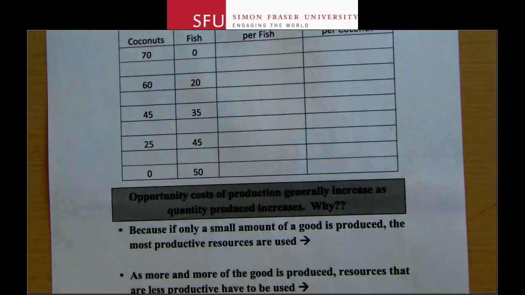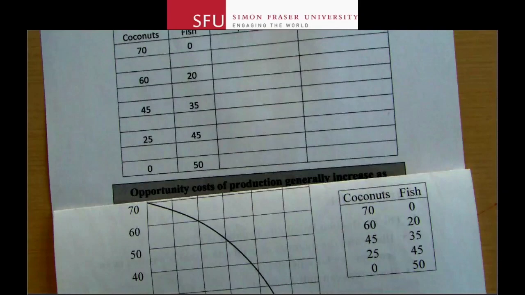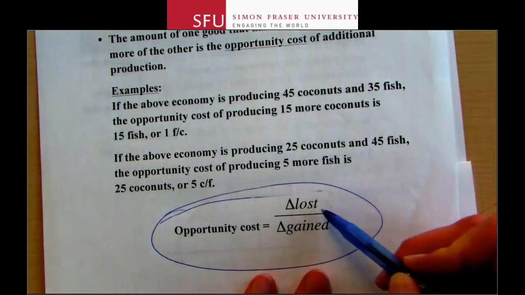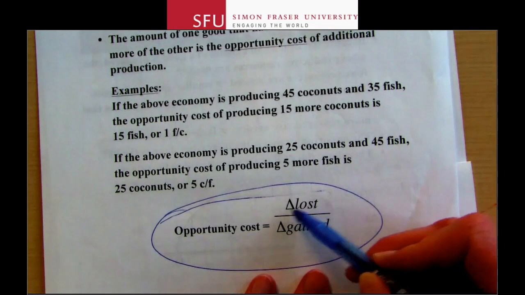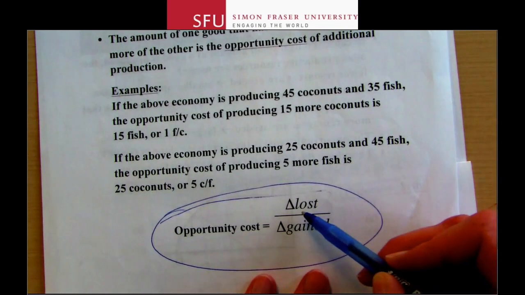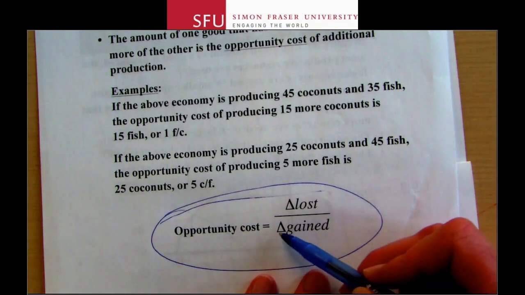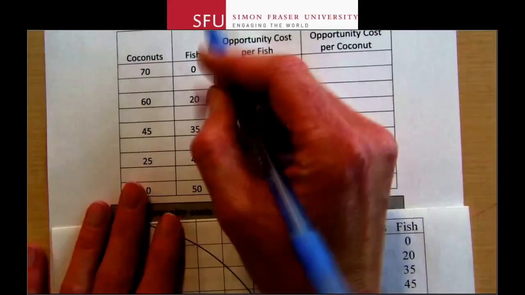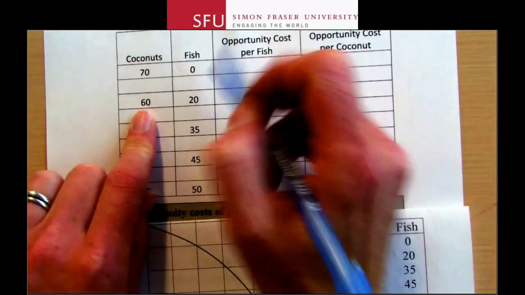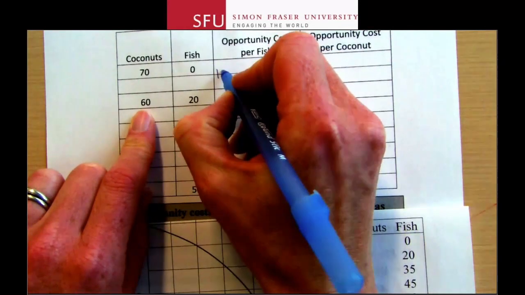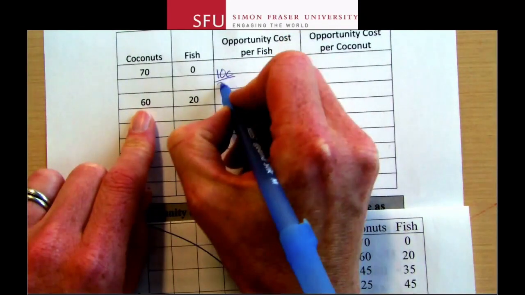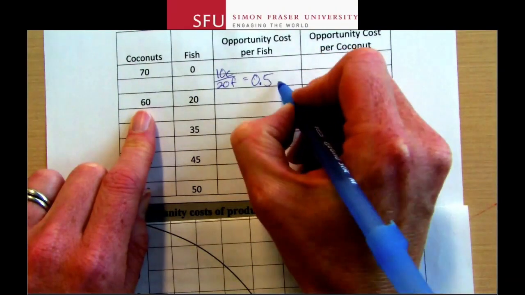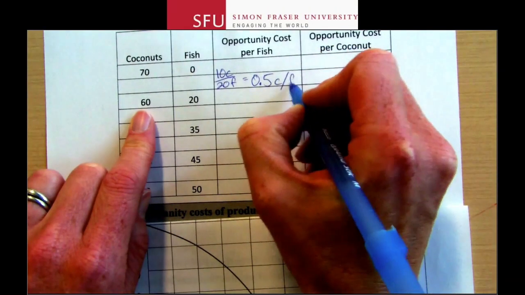I can find it. Oh, my pages, there we go. So here's our formula here. When we calculate opportunity cost, we're calculating what we lose, so the change in the quantity of what we're losing relative to the increase in the quantity of what we're gaining. All right, so 0 to 20 fish, but we give up 10 coconuts, so what we lose is on the top, so 10 coconuts over 20 fish. All right, so then we can simplify that. That would be 0.5 of a coconut per fish.